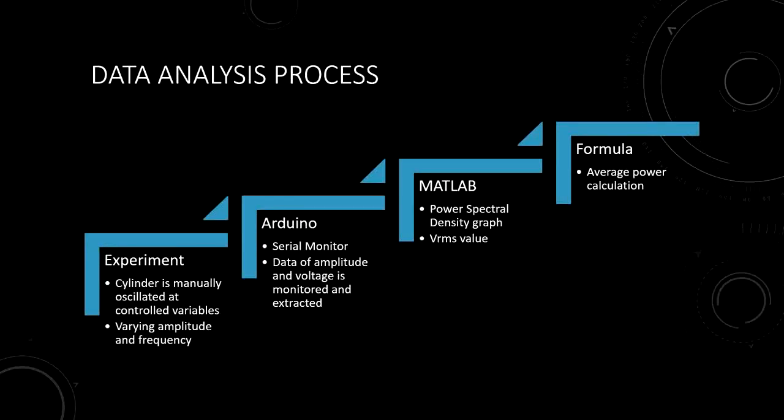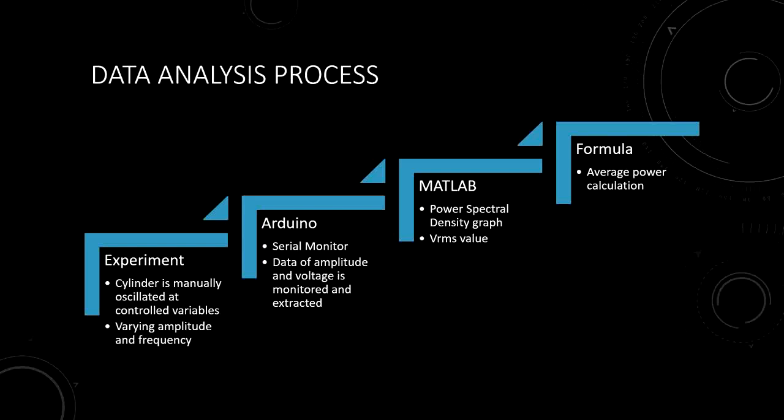Now I will explain the process of data analysis. Firstly, the experiment was conducted where the cylinder is manually oscillated at controlled variables, varying the amplitude and frequency of the vibration. Next, the values of voltage and amplitude can be monitored in the Arduino serial monitor.